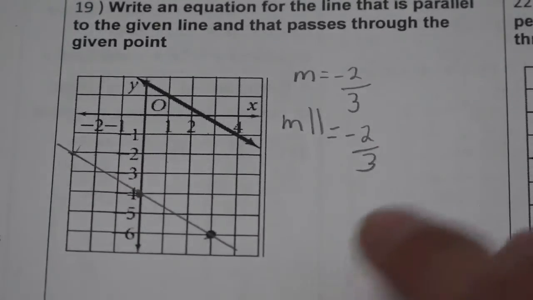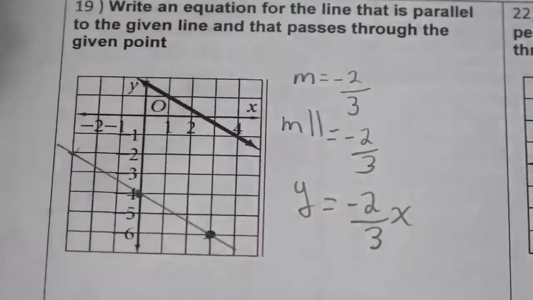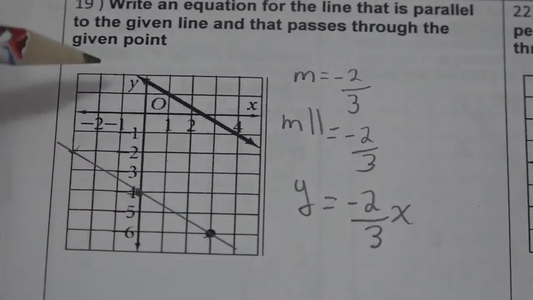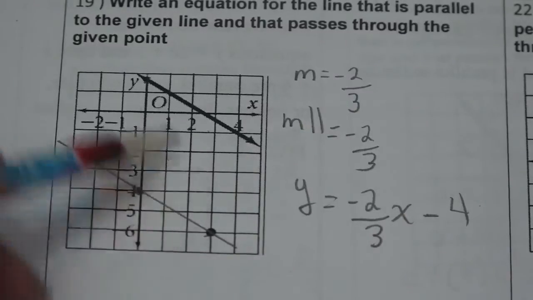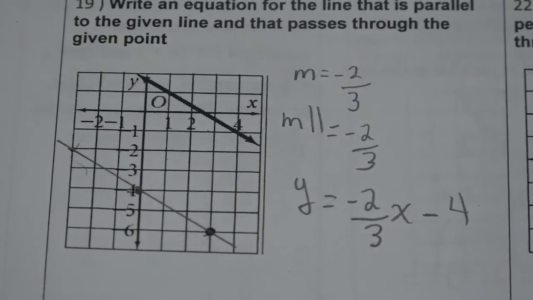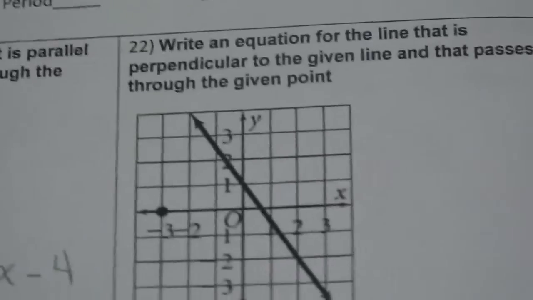Now I write the equation. Y equals -2/3x, and then the y-intercept is negative. Is it -4 or +4? -4, minus 4. And of course, look, parallel lines. Duh, same slope. All right. Let me go to this one.